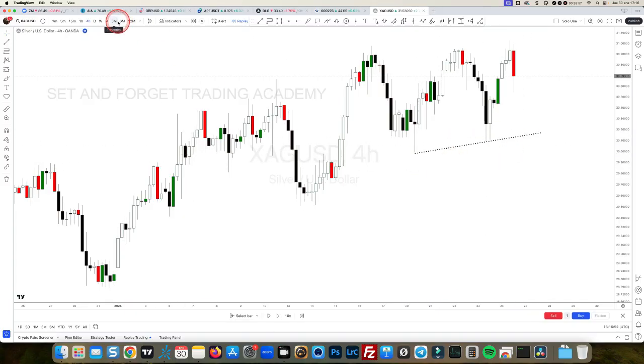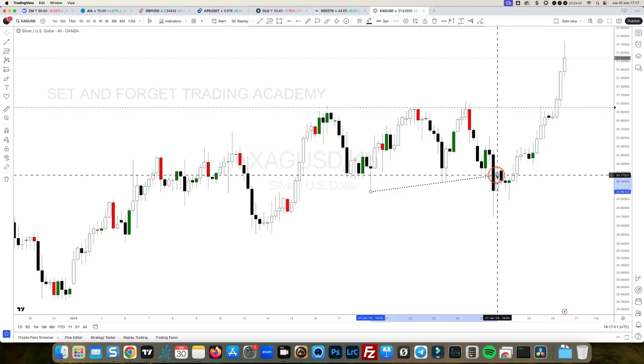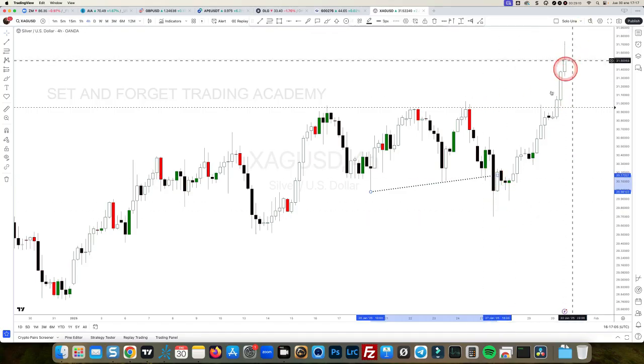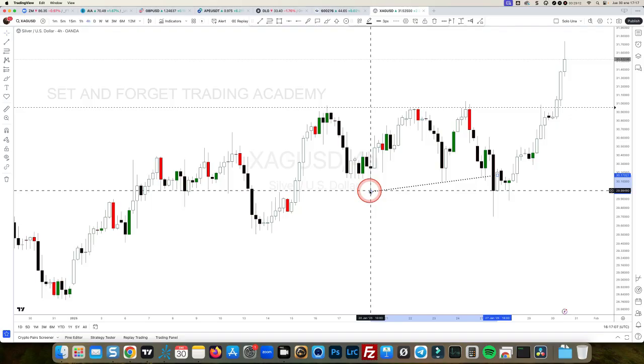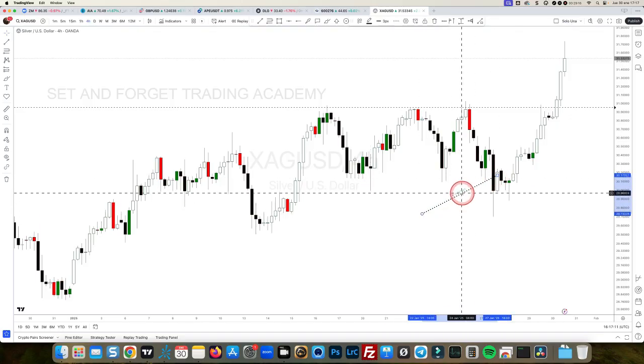But we need to adjust the trend line as price action moves. So this trend line would have been great, but then what happens? It prints a low and then another high with another leg out. So this valley here is not correct.